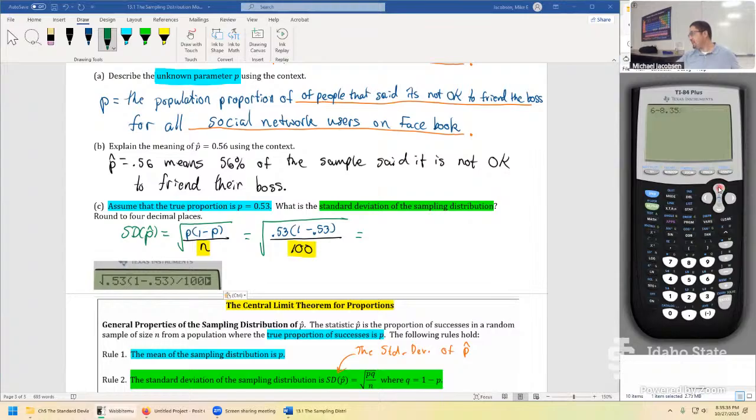Then I thought I hit enter, hang on. Well, I did something weird on the calculator, hang on. It went away. Let me try to type it in one more time. Second square root, 0.53, 1 minus 0.53, divide by 100. Hopefully it works this time. Hit enter, and this is what I got. To 4 decimal places, this is 0.0499.